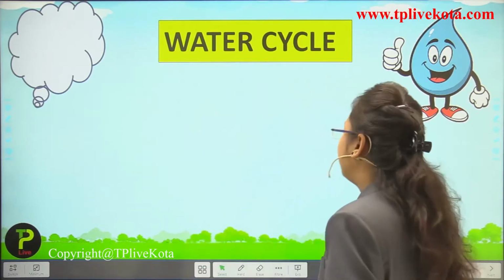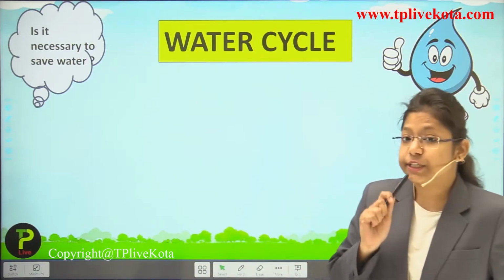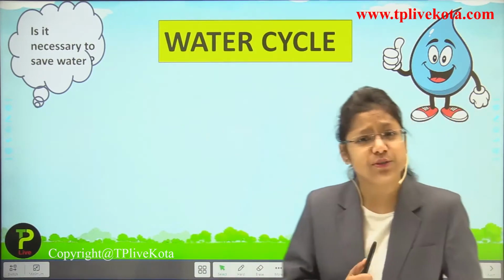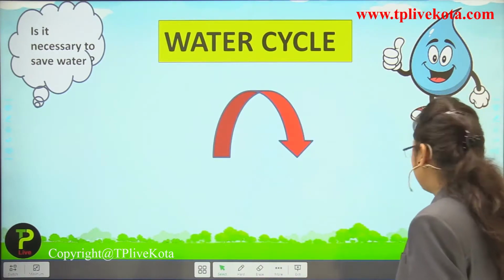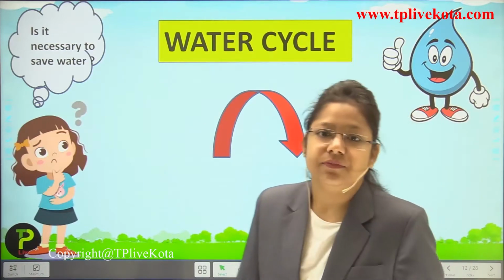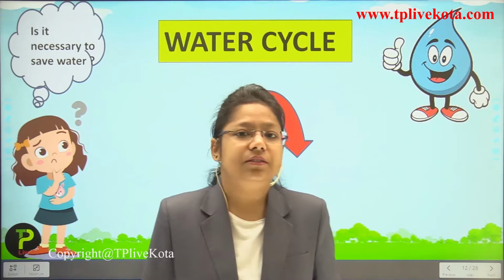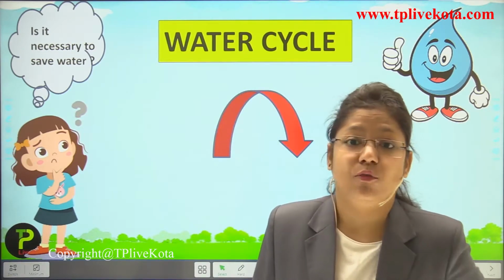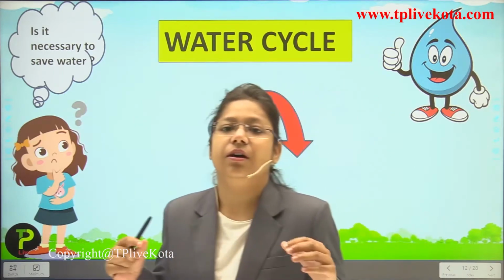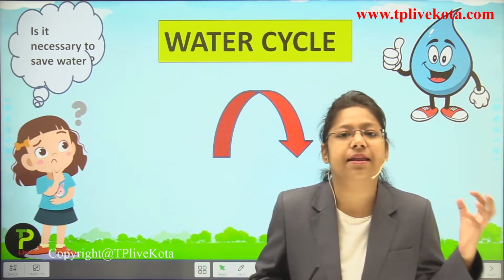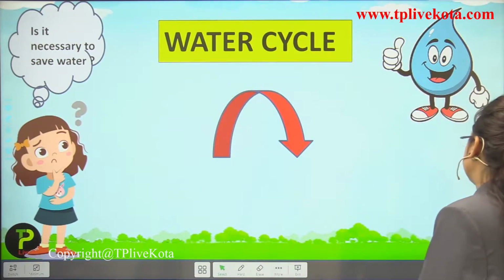Now, how will the water cycle take place? Before starting this, there is a question here. Is it necessary to save water? Yes, students, it is very necessary to save water. Actually, without water, life will not exist. And it is very necessary to save water because if we are not saving water, then the living organisms, including the plants and animals, will die. Okay, so let us see the water cycle here.